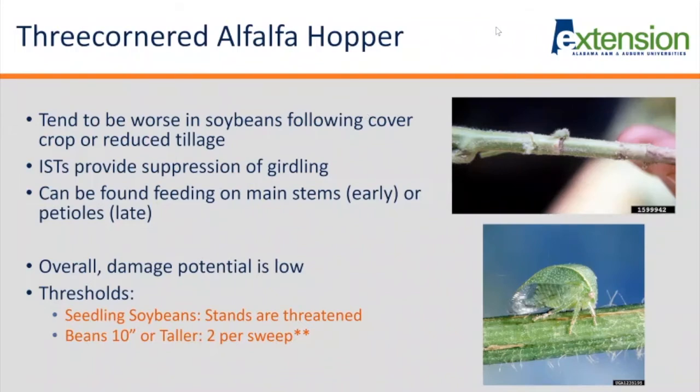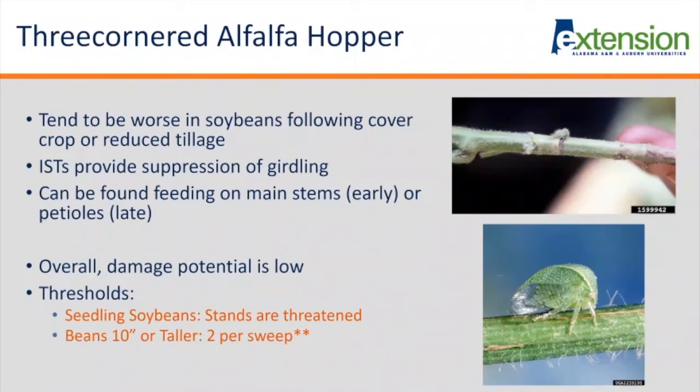But anyway, our threshold is 2 per sweep. So that means if you do 100 sweeps, you would need 200 three-cornered alfalfa hoppers to hit threshold. And there's been a lot of research done that suggests that you could probably go up to maybe even 5 per sweep. So that would be 500 in a set of 100 sweeps. So they're out there. They look exciting when you're in the field and they're jumping around, but it's not real likely that we're probably going to need to make any applications.